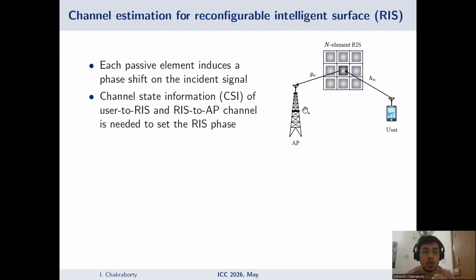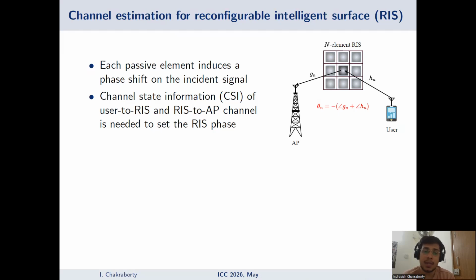So to achieve this coherent combination, we need to set up the RIS phases in such a way that it cancels out the phases that have been induced by the user to RIS and the RIS to AP channel. And to perform that, the channel state information of both these two channels is required. Now, you might ask, is this the only way to do this? No. There are lots of techniques that are flying around in the literature.